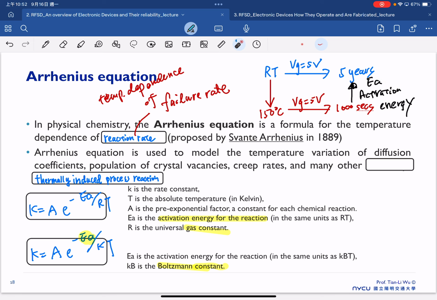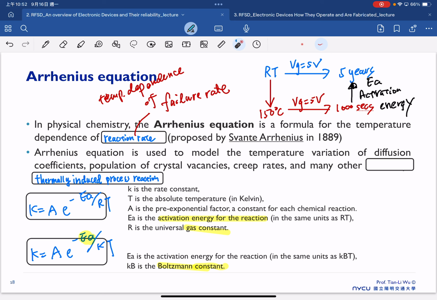Now, if you have been in the reliability field for a certain time and you start to look at the literature, you will find that one of the key factors every paper is talking about is definitely related to activation energy. So activation energy is the key when we talk about reliability testing.